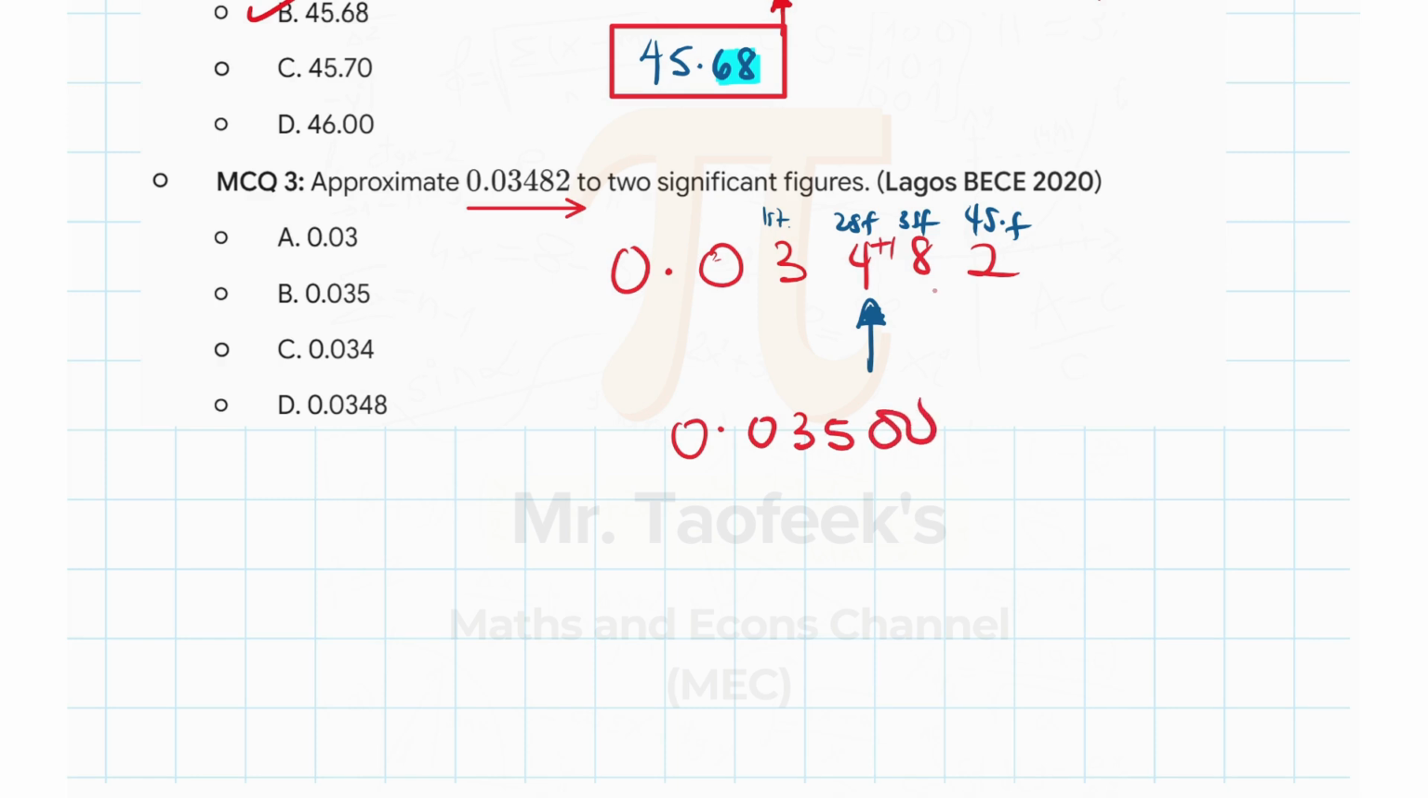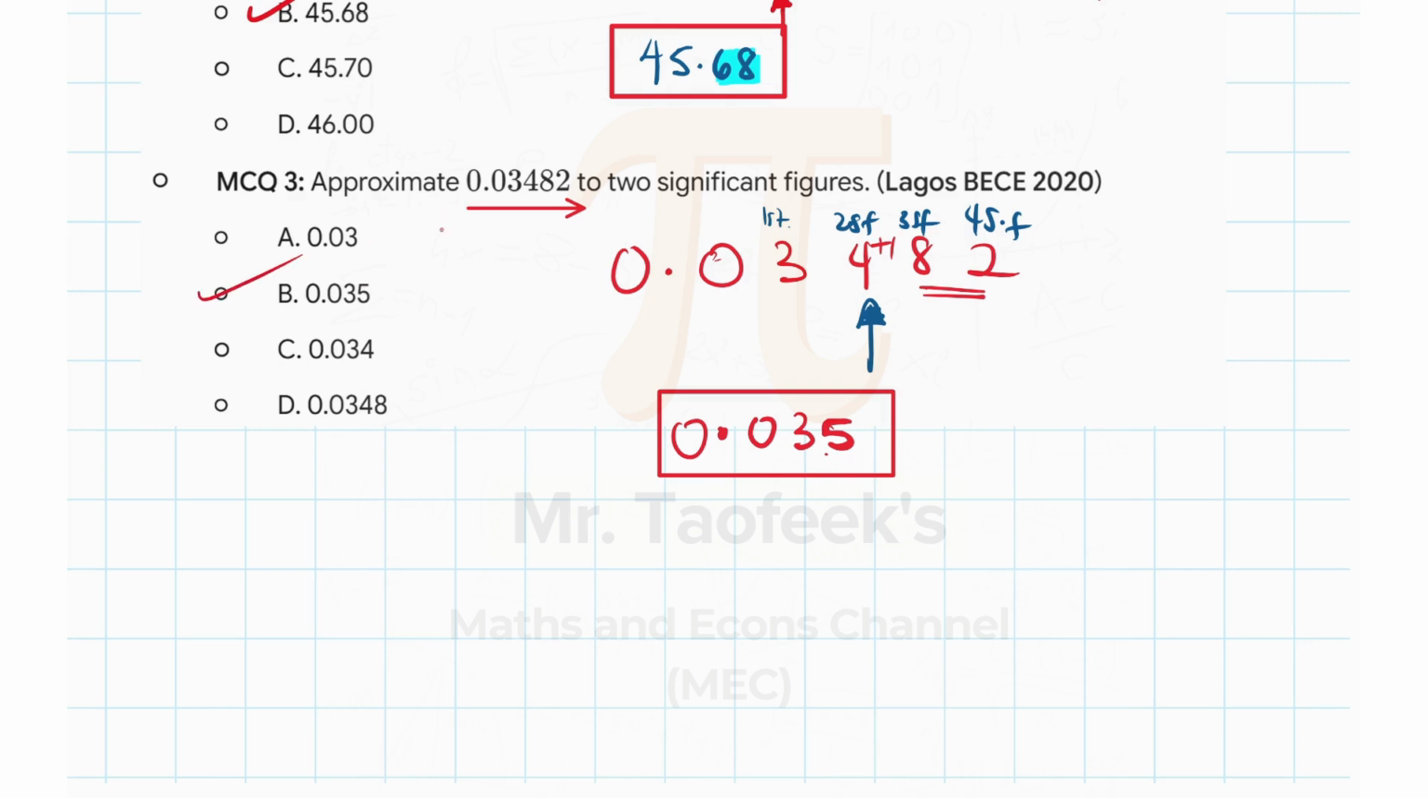Then 0, 0, right? This remains to become 0. Are we supposed to write these two zeros? No, because if you are looking at significant figures, the zeros at the end of your decimal are significant. So if you have a decimal point, any zero that comes after numbers in decimals is significant, so you don't need to write them. So this is just your answer. Are we together? So our answer is B. And that's something about significant figures.